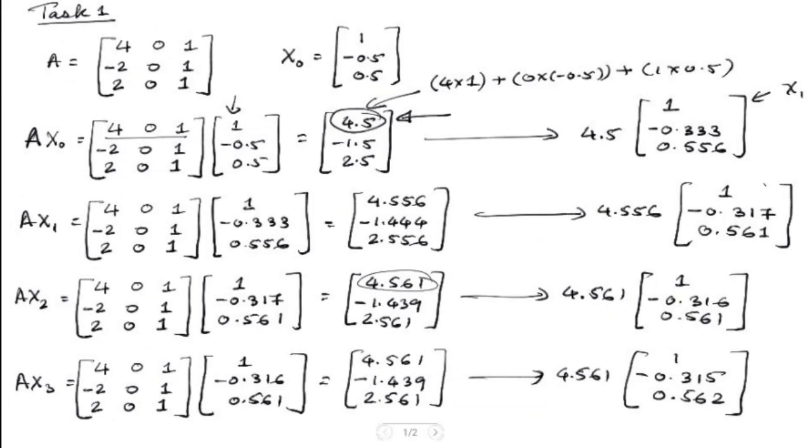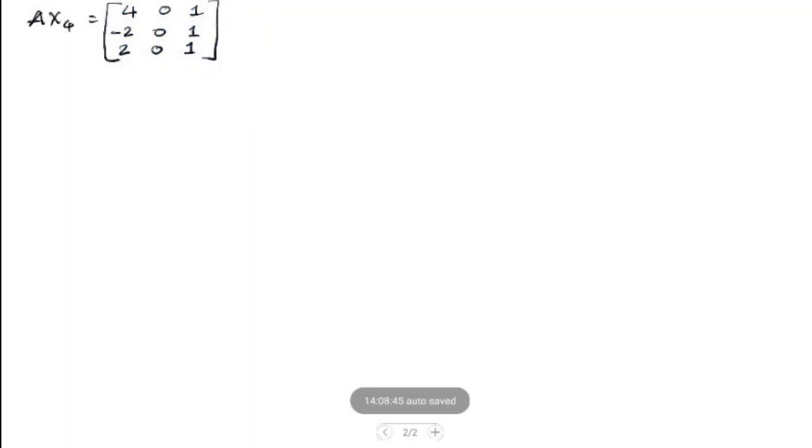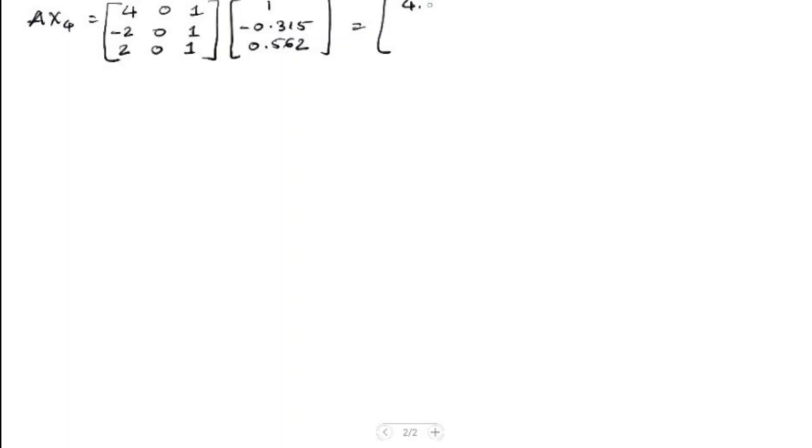So we have A times x4 now. So it is x4, yes. A times x4 is 1, minus 0.315 and 0.562. This gives us 4.562, minus 1.438 and 2.562.